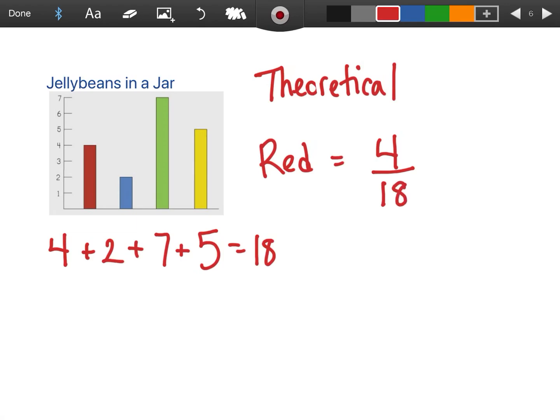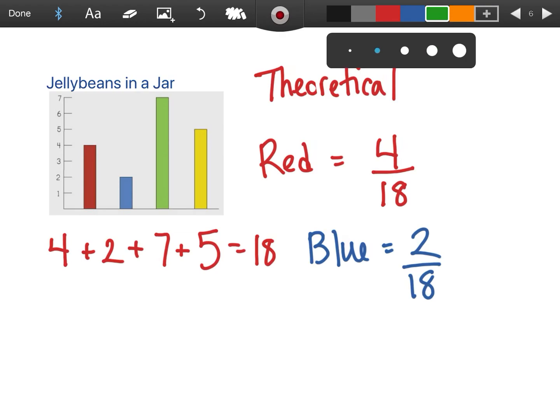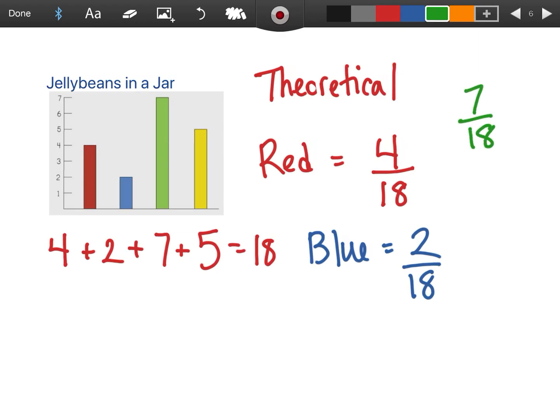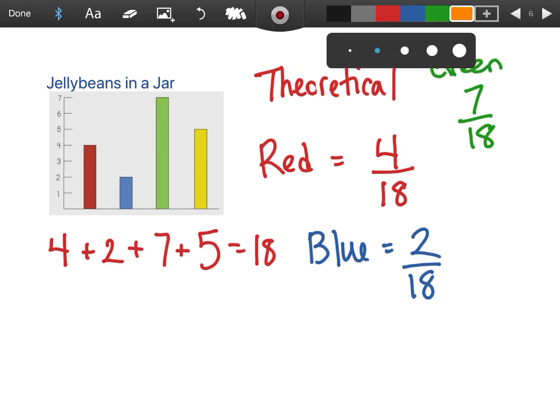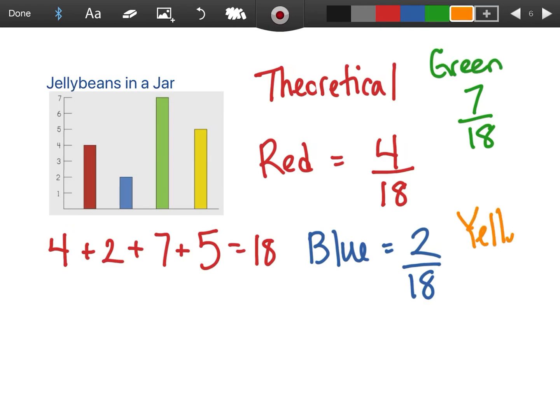So red is 4 out of 18, which we could actually reduce more if we wanted to, but you know what, we won't worry about reducing today. Let's just worry about fractions. Let's go blue is 2 out of 18. Green is 7 out of 18. Yellow is 5 out of 18.